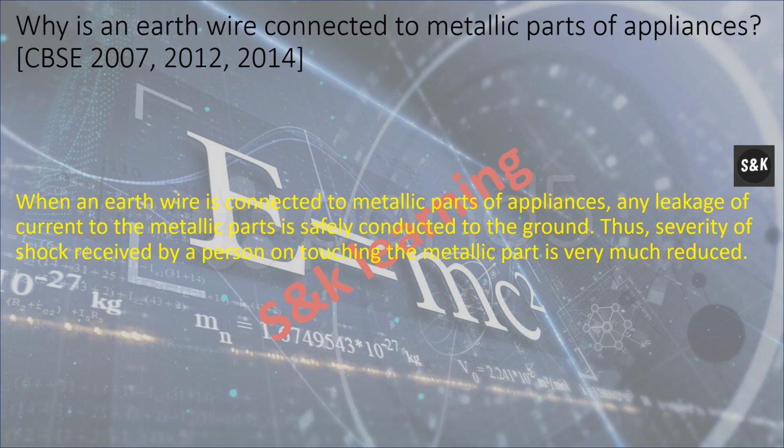Why is an earth wire connected to metallic parts of appliances? When an earth wire is connected to the metallic part of appliances, any leakage of current to the metallic part is safely conducted to the ground. Thus, the severity of shock received by a person on touching the metallic part is very much reduced.